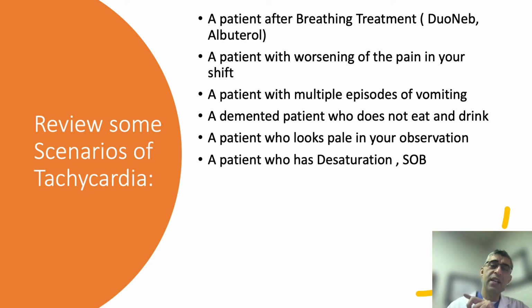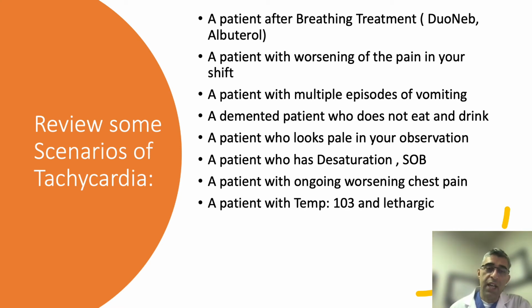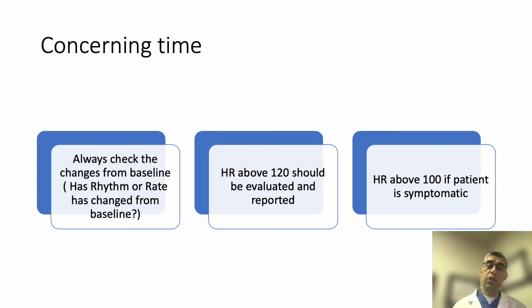A patient who has desaturation and shortness of breath, we talk hypoxia, that causes the heart rate to go faster. A patient with ongoing worsening chest pain, myocardial infarction, ischemia, that can cause your heart rate to be fast. A patient has a high temperature and is very lethargic, feverish, that means the patient is septic. A patient with a history of mental issues with uncontrolled anxiety is also another patient that can cause this problem, uncontrolled anxiety. Now, concerning time about heart rate is a different scenario.